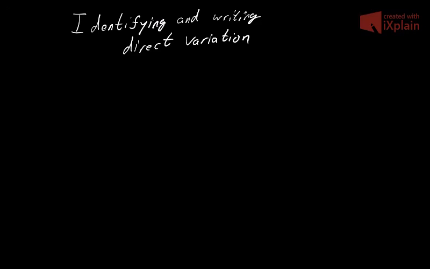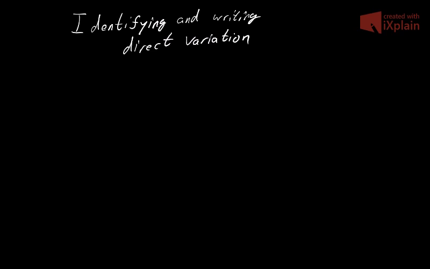Eighth grade. Today we're going to be talking about identifying and writing something called direct variation. And direct variation is kind of a sciencey term. You'll hear it a lot in science papers, science journals. But it's very important to know the mathematical concept behind it before we really go forward. So I want to start by looking at just what direct variation is.